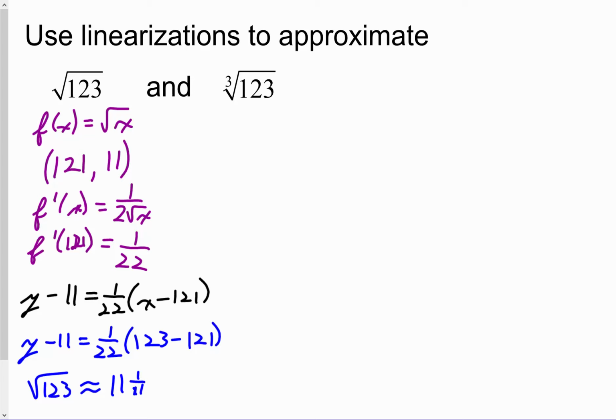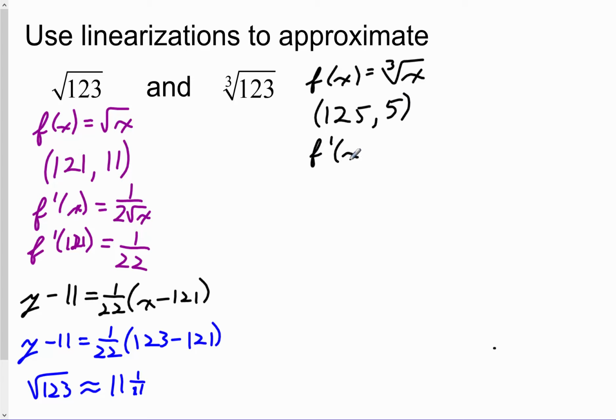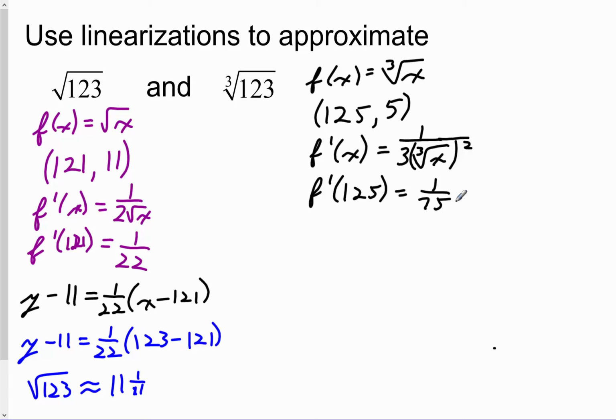If I were doing it with the cube root of 123, again, my function would be the cube root of x. As far as what I would use as a point of tangency here, I would want to pick something close to a perfect cube. Well, 125 is a perfect cube. That's close to 123, and the cube root of 125 is 5. Then I need my derivative, which would be 1 over 3 times the cube root of x squared. And so my derivative at 125 would be 1 over 75. So my linearization would be y minus 5 equals 1 over 75 times x minus 125.